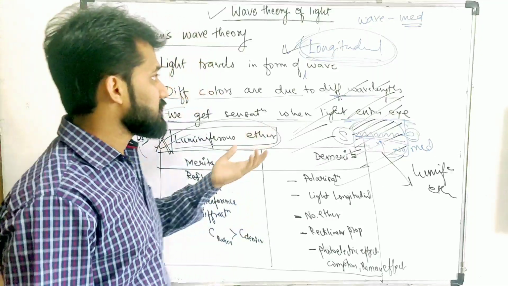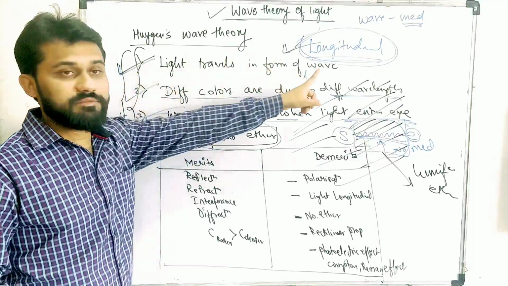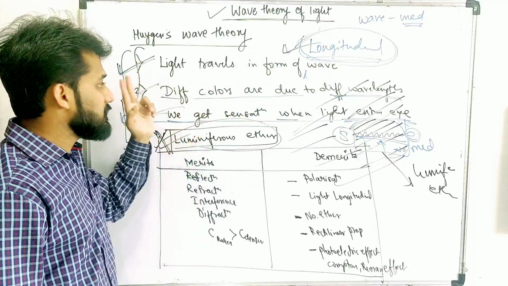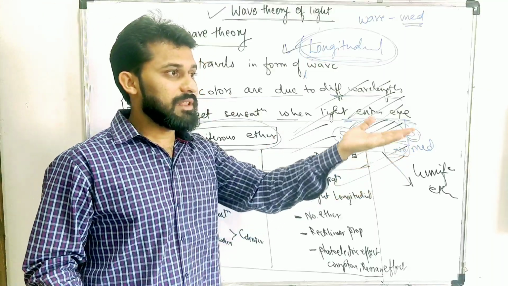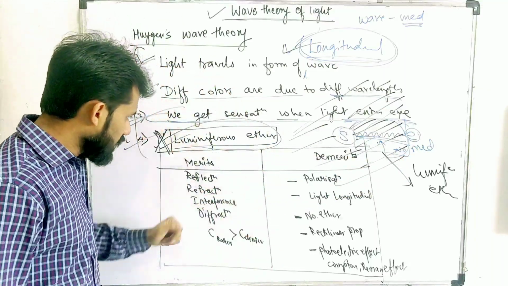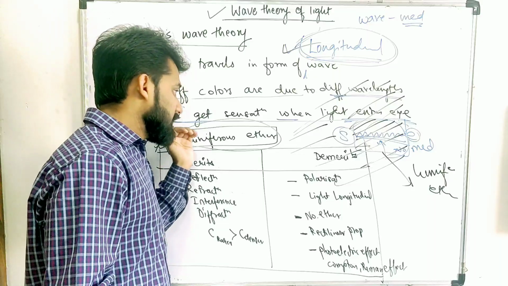What were the 4 points? We will quickly revise. First, light travels in the form of longitudinal waves. Second, different colors are because of different wavelengths. Third, we get only the sensation of light when it enters the eye. Fourth is light.